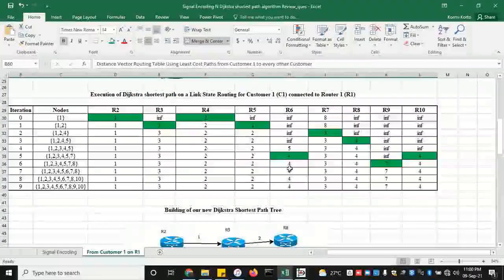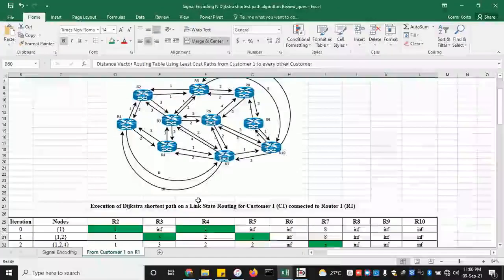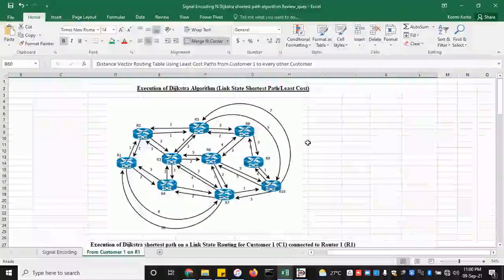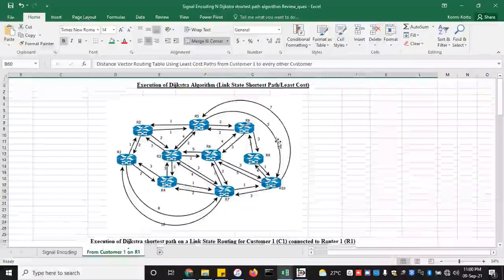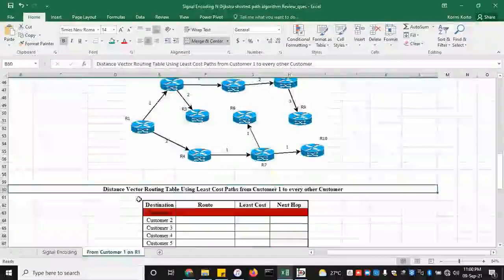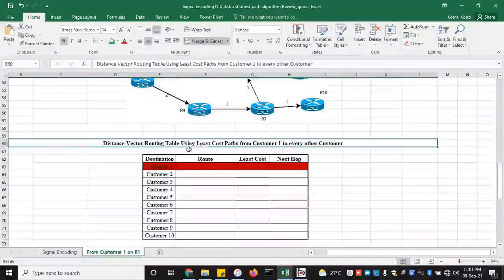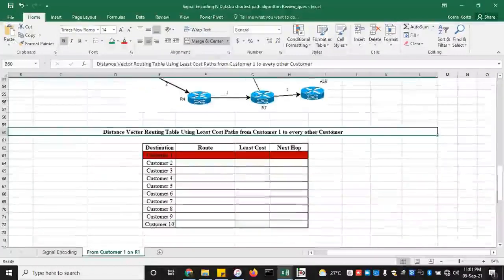This was the link state routing connection or path connection. This is more of the distance vector part. This is where we're probably going to be building the routing table using the next hop links involved.